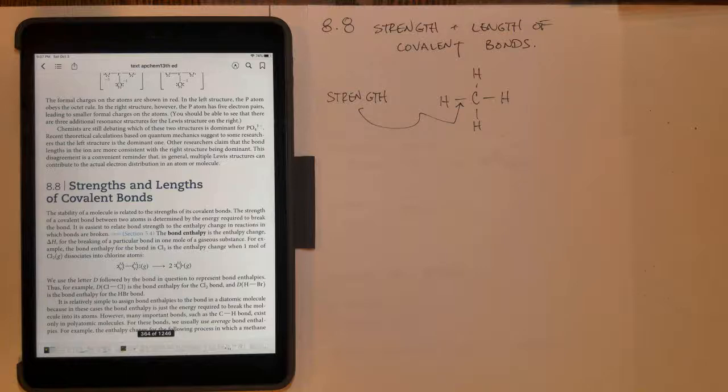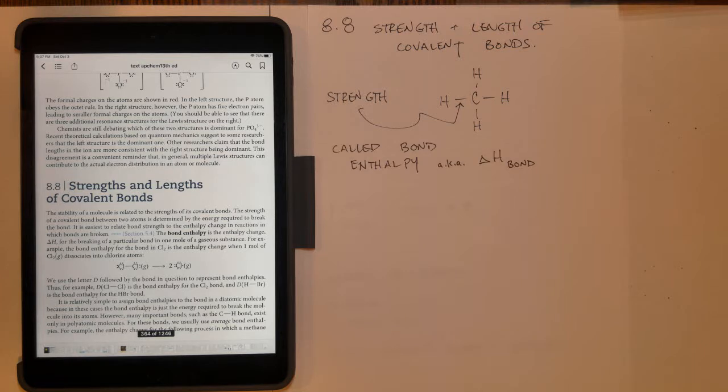Alright, in our last video in Chapter 8, we're going to look at the strength and length of covalent bonds. Earlier in the chapter, we talked about the strength of ionic bonds. Ionic bonds, remember, were governed by something called lattice energy. Lattice energy was governed by an equation. Well, in covalent bonds, there is a table of enthalpies of these bonds, or energies of these bonds, and they're given a fancy name.